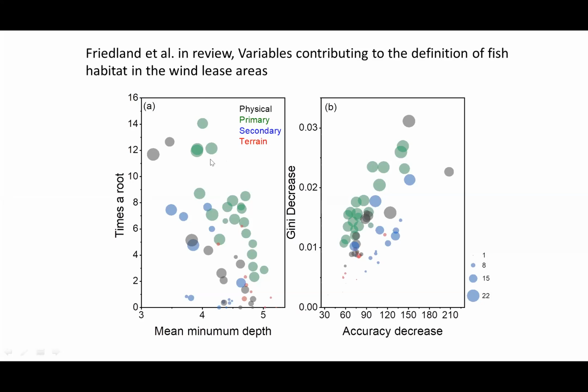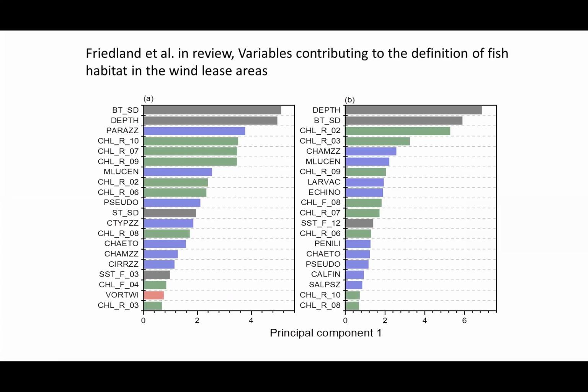These are the most important variables. And we see that physical, primary, and secondary production variables turned out to be quite important, whereas terrain variables were less important. And then the opposite is in the right-hand plot. In this variable diagnostics, variables in the upper right-hand corner are most important. Again, the primary and secondary production variables are emerging for these fish taxa.